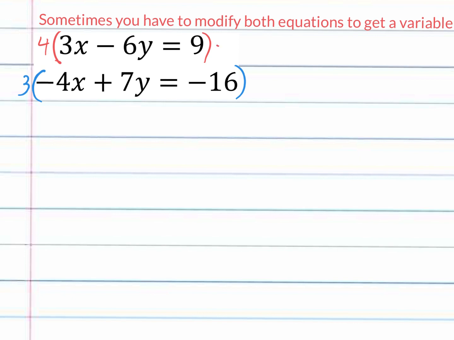So the top equation, multiplying everything by 4. 4 times 3 is that 12x that I wanted. 4 times negative 6 is negative 24. You have a y on it. 4 times 9 on the other side of the equal sign is 36. Use a calculator if you don't know your multiplication tables.